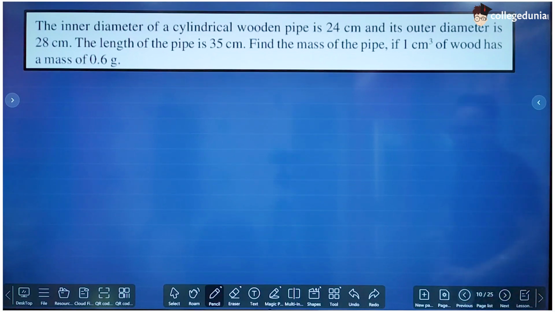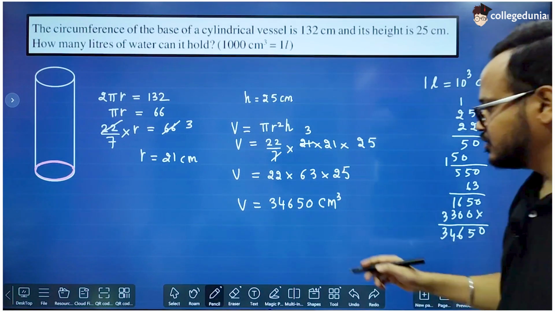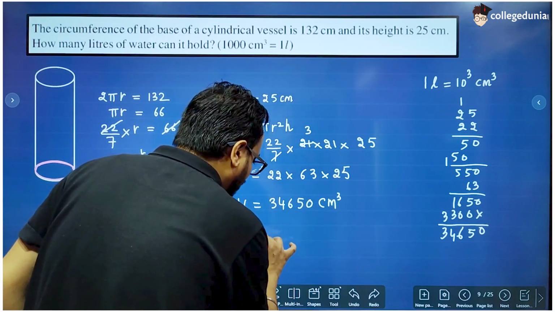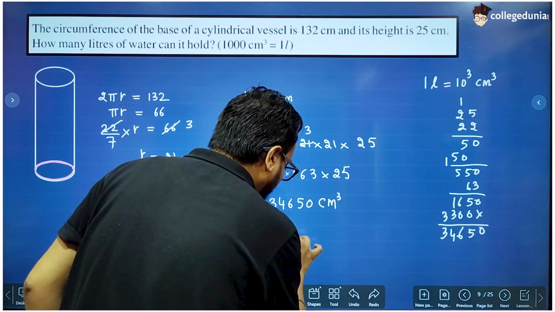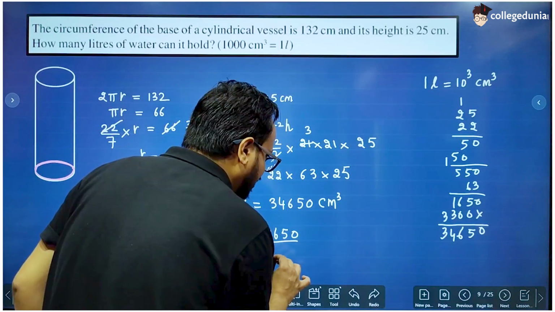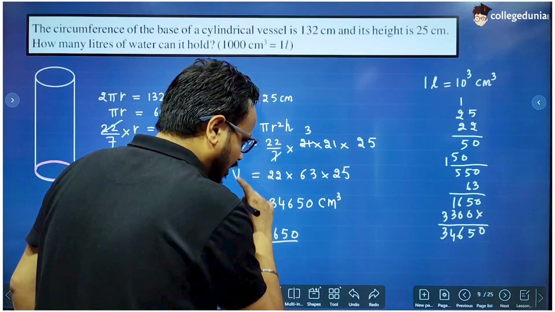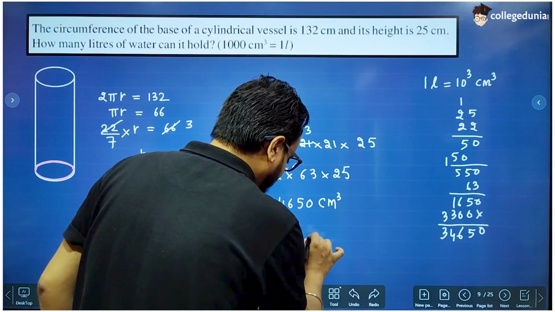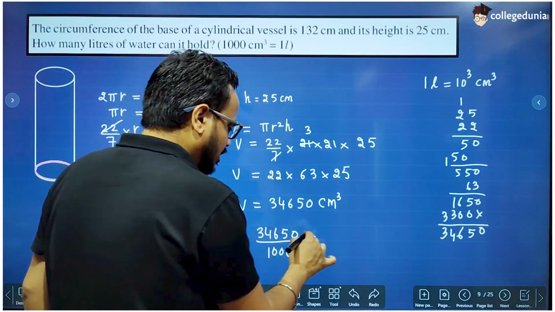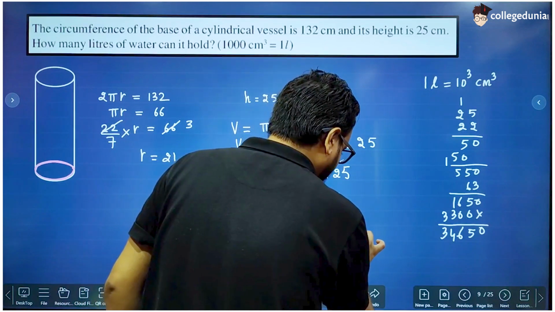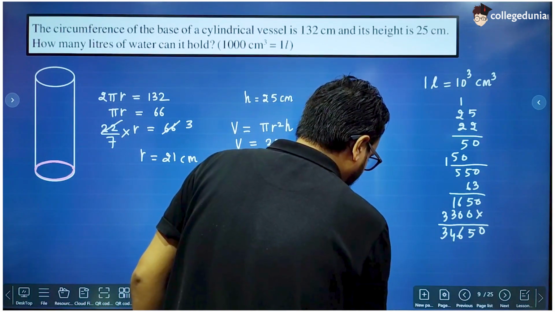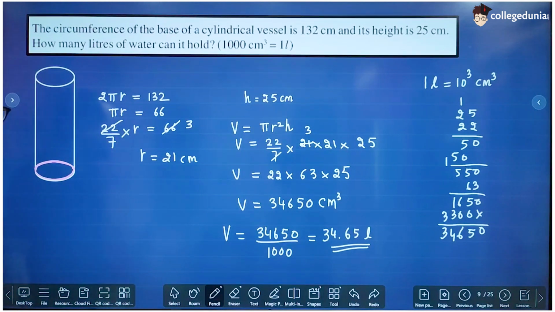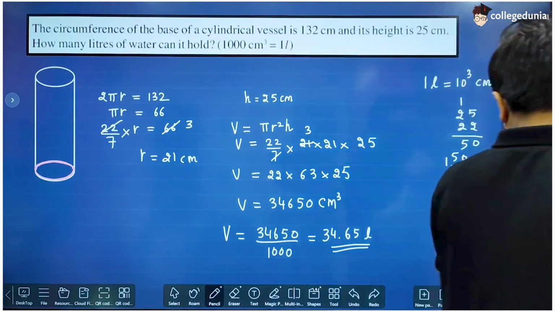Okay, we had to calculate that volume in liter. So this is the volume in centimeter cube. So volume in liter is, now we have to divide this by 1000 to convert centimeter cube into liter. Just divide by 1000 and the answer is 34.65 liter.